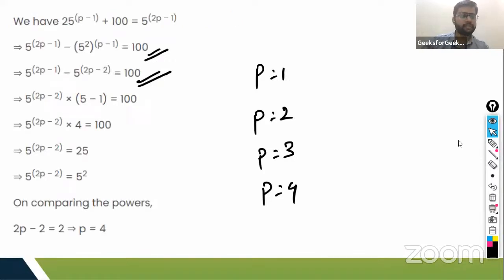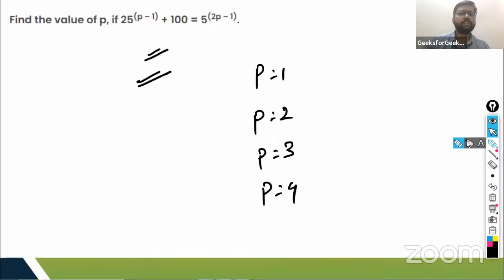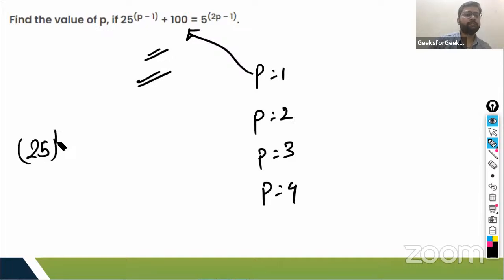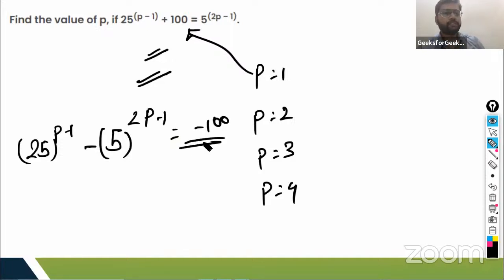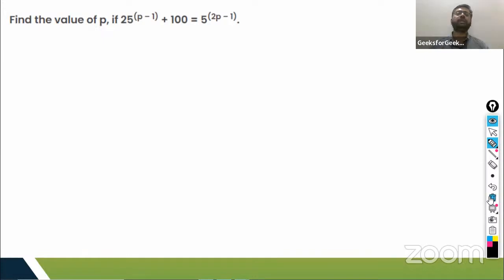Is it fine if we are solving this one this way, or is there another way, putting the value of p equal to 1 in the above equation? Let's check out if 25 to the power p minus 1 minus 5 to the power 2p minus 1 is equal to minus 100. Which one is giving you the correct option? Putting the value of p can give you one of the correct options. We can go like this only, and we can solve that question again. So if you have the options given, again you can solve the question. If you don't have any options given, you can convert the base and still solve this question. You can try both of them.